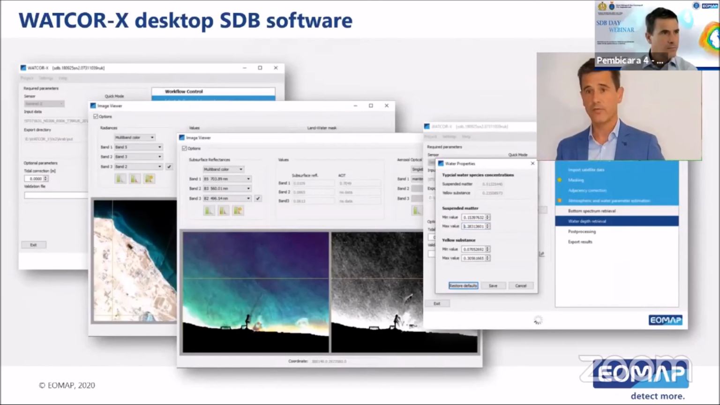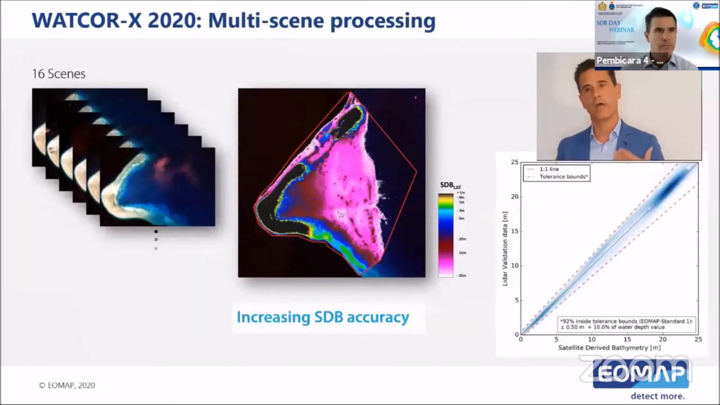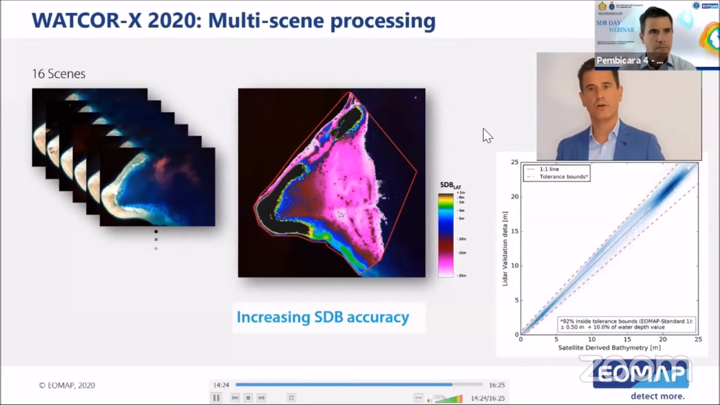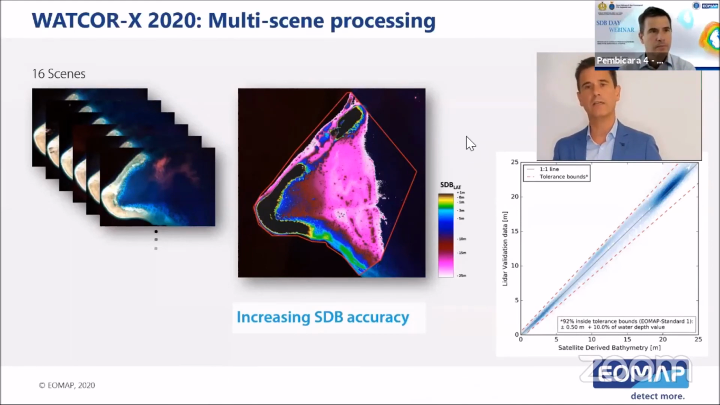There's another software which is even more professional. It's a fully physics-based WATCO-X desktop software, which we also provide. The benefit here is if you don't have any data on hand, you can use this. It's very transparent. And since the end of 2020, now in the testing phase, we have a new version of this program which has even multi-image processing.